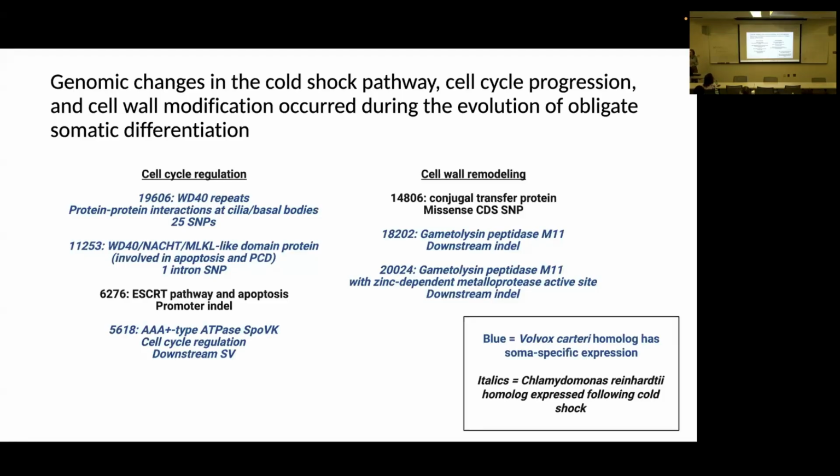There's also changes in cell wall remodeling, which is potentially significant because cell membrane and cell wall annotated genes are significantly enriched in cell type specific expression in Volvox carteri and in another species that has independently evolved differentiation, which is Astrephomene.